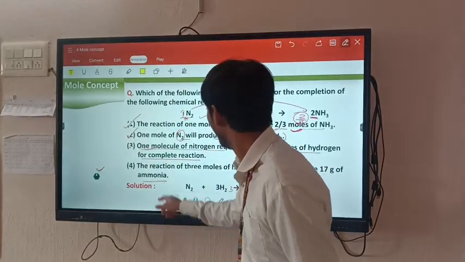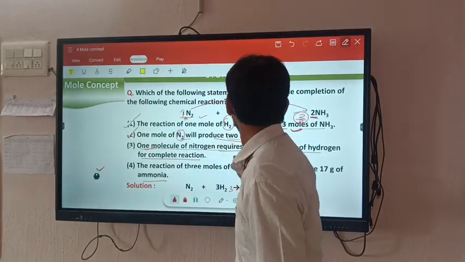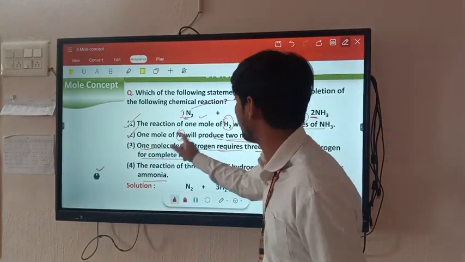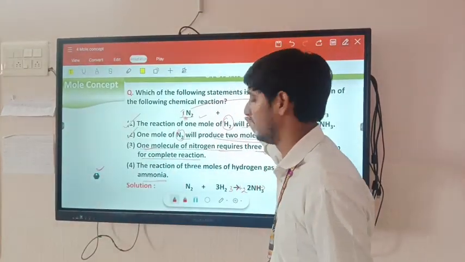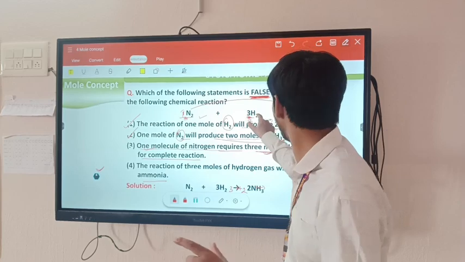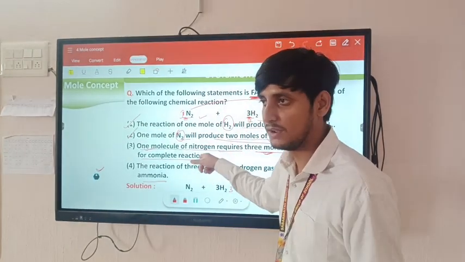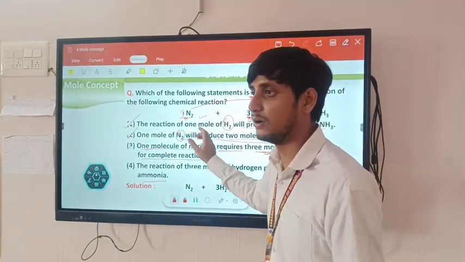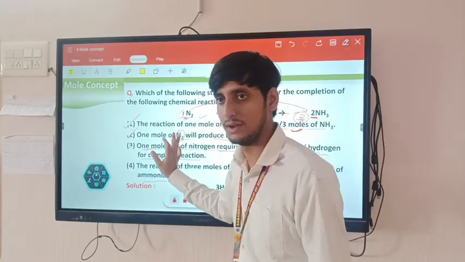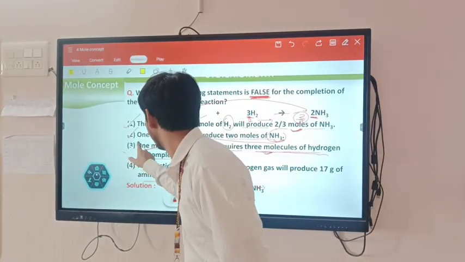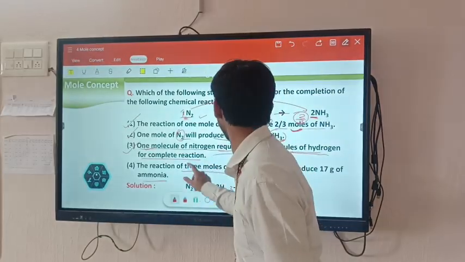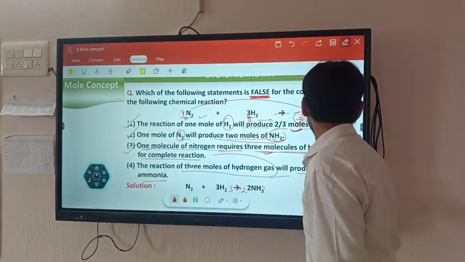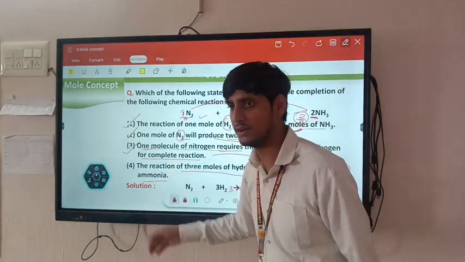Third one. 1 mole of nitrogen requires 3 moles of hydrogen to complete the reaction. Third option: wrong or right? Right. Fourth: the reaction of 3 moles of hydrogen gas will produce 17 gram of ammonia.